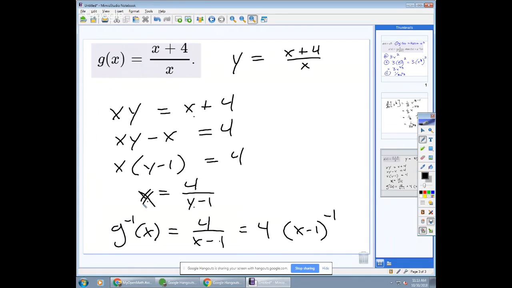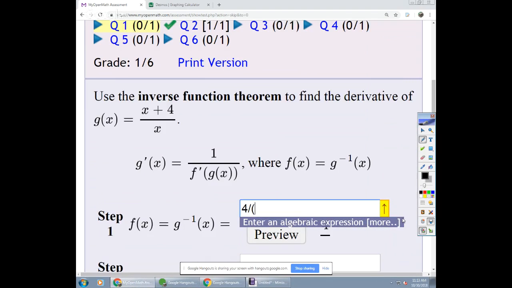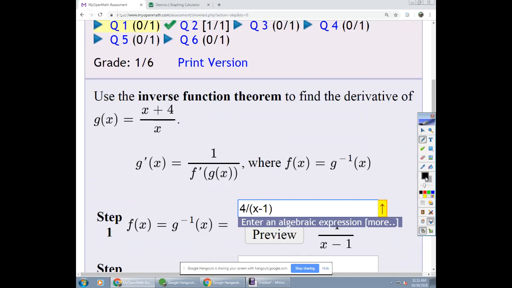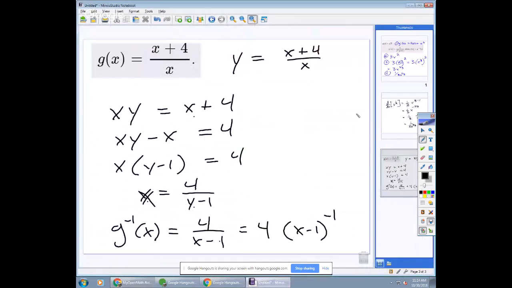The next step is to take the derivative of that, but the hardest part was getting that function, without a doubt. So 4 over (x minus 1) is one version of it. The derivative of that: this version requires the quotient rule, and this version requires the power and chain rule.